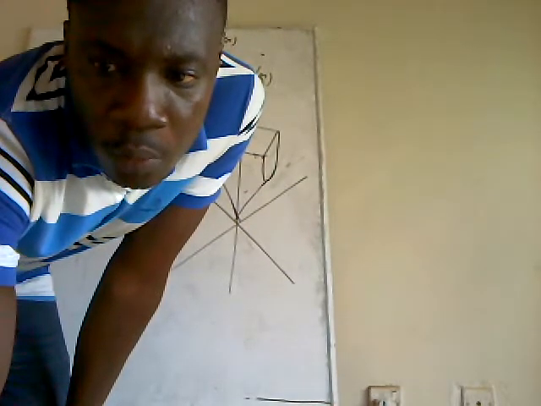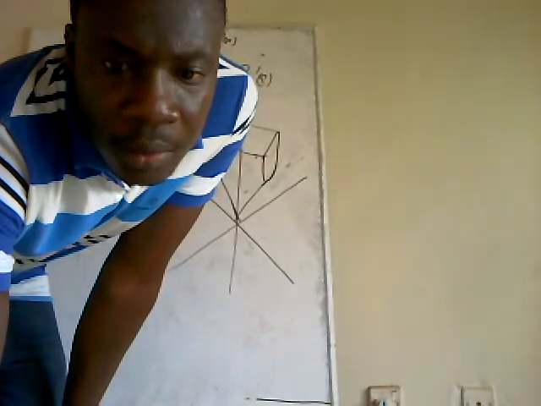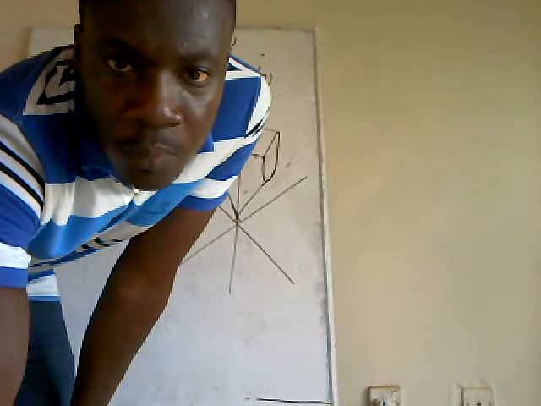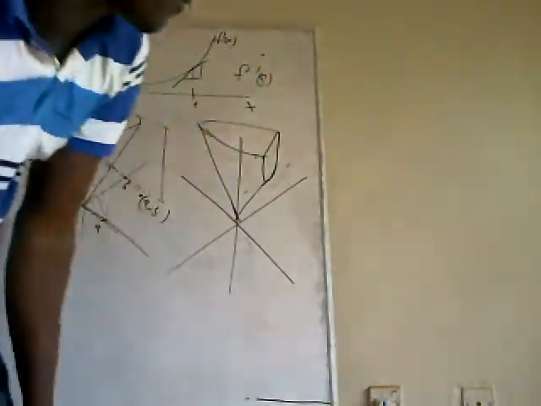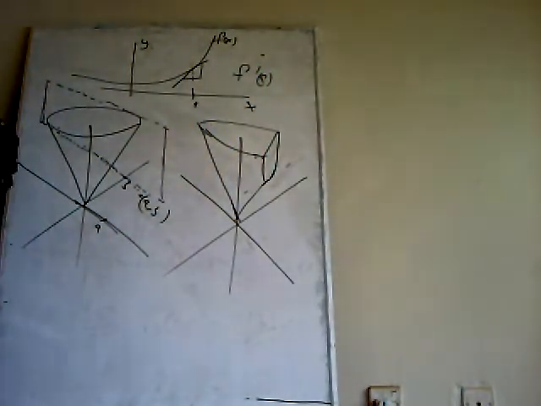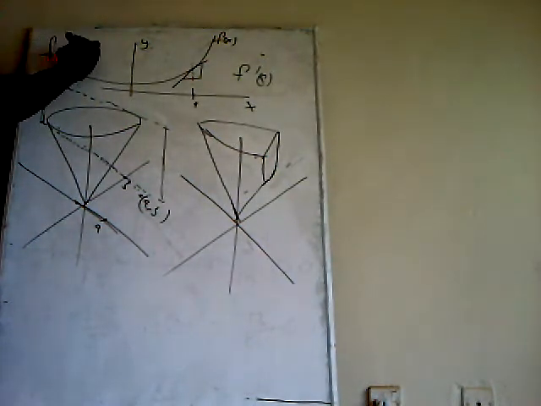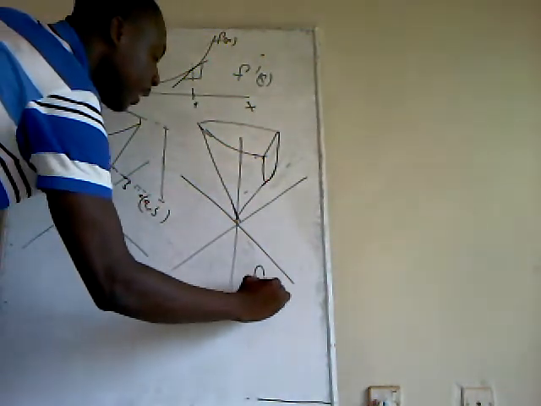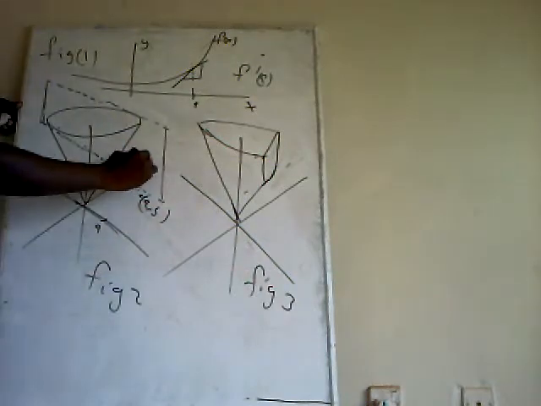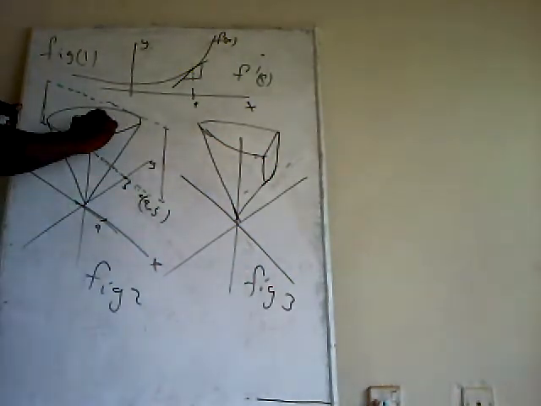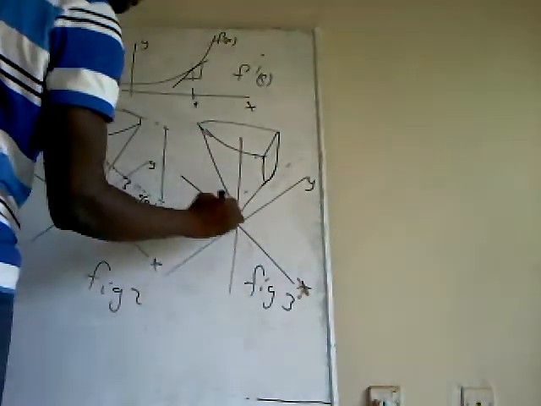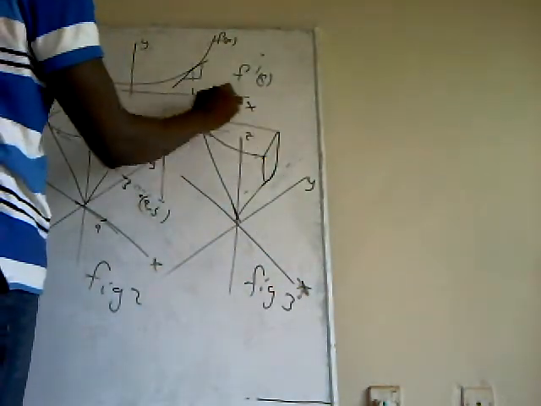Now we continue with the interpretation of partial differentiation. Okay, let's look at these figures. Let's call this one here figure 1, figure 2, and figure 3. Let me try to label them. This is y, x, z, y, x, and z, and x and y.